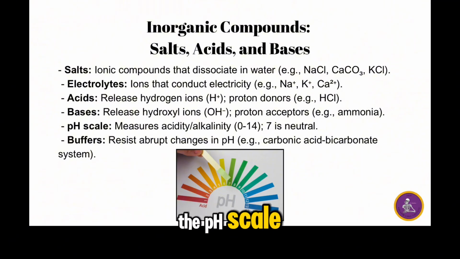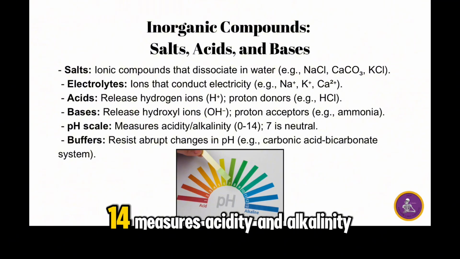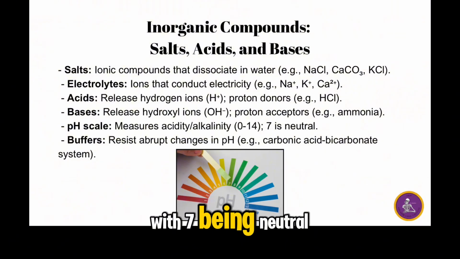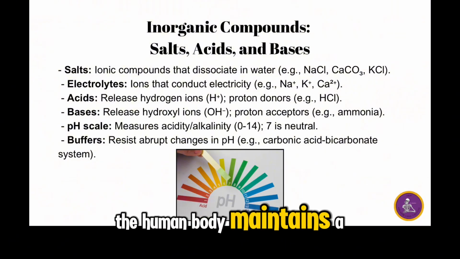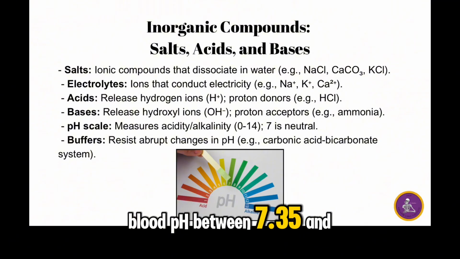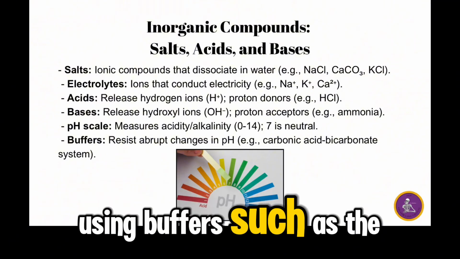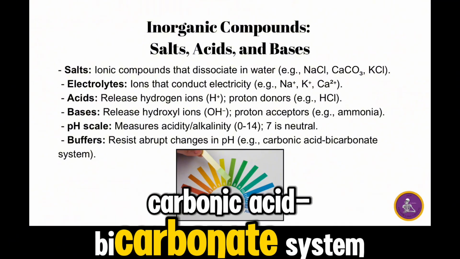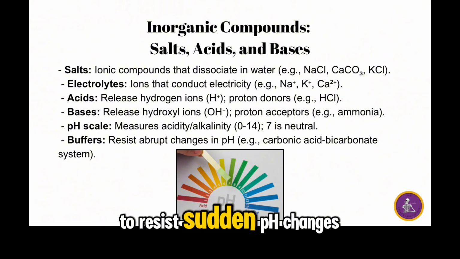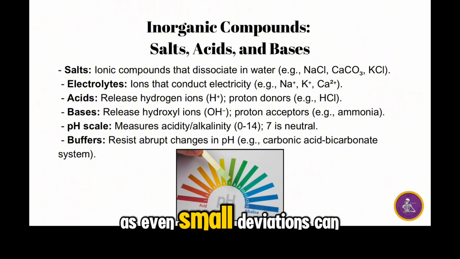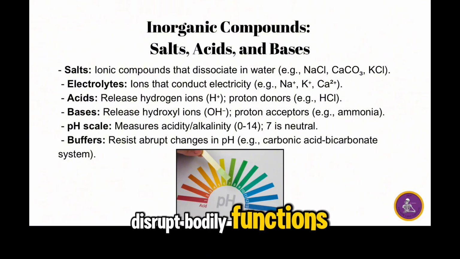The pH scale, which ranges from 0 to 14, measures acidity and alkalinity, with 7 being neutral. The human body maintains a blood pH between 7.35 and 7.45 using buffers such as the carbonic acid bicarbonate system to resist sudden pH changes. This balance is essential as even small deviations can disrupt bodily functions.